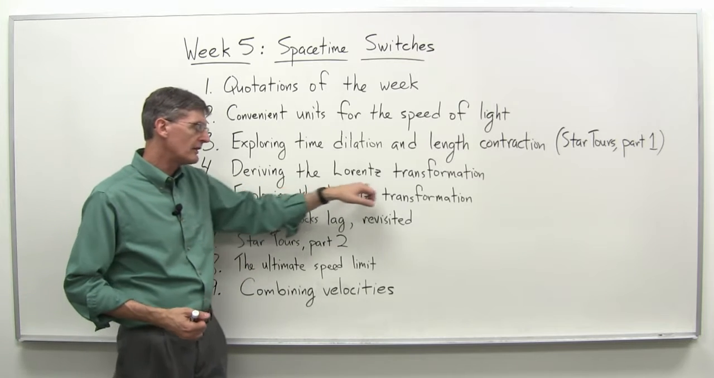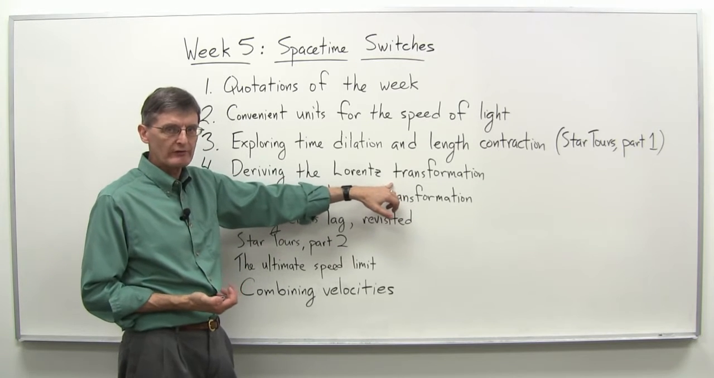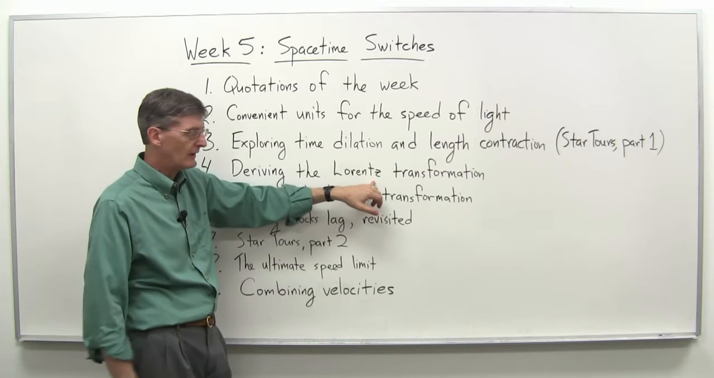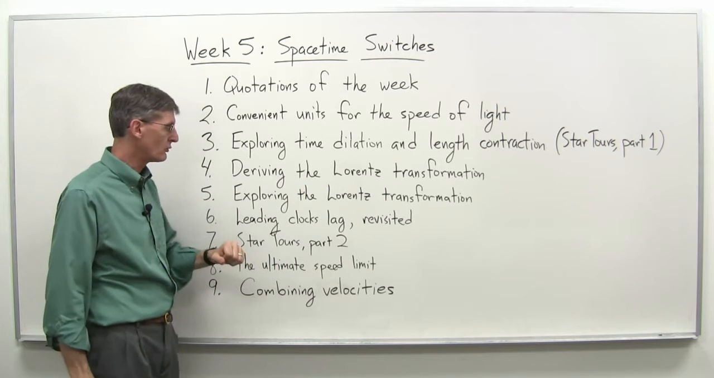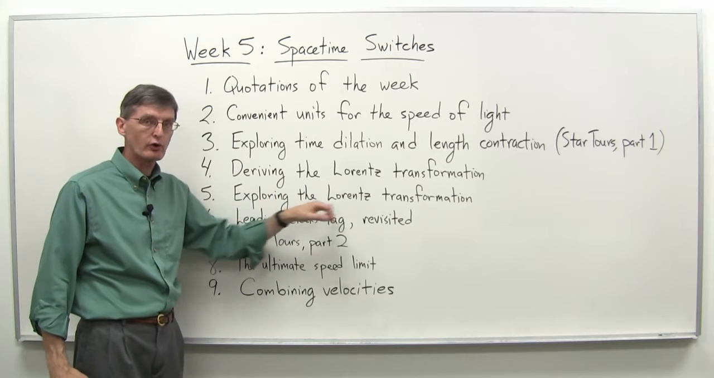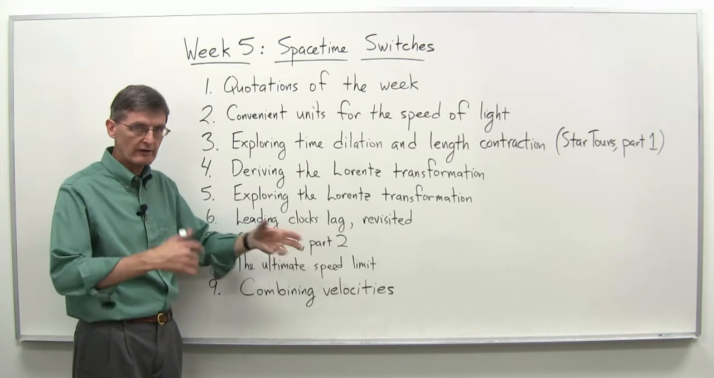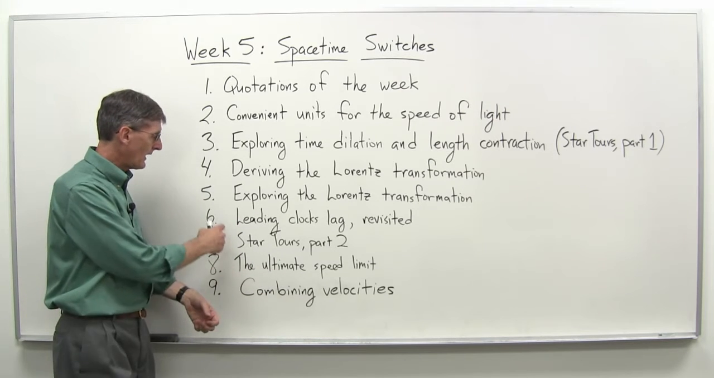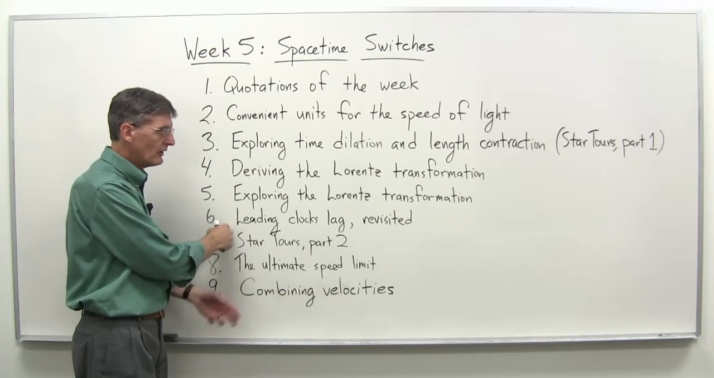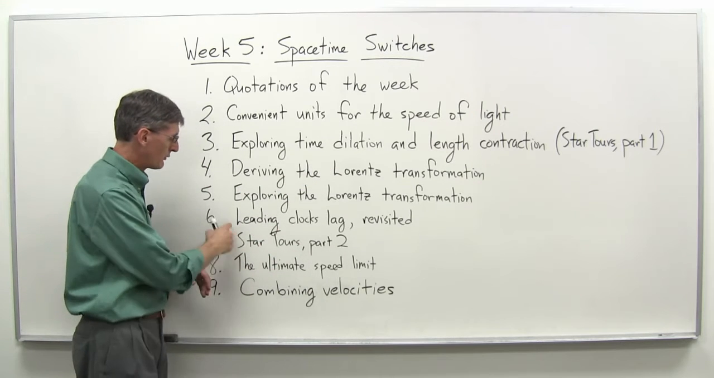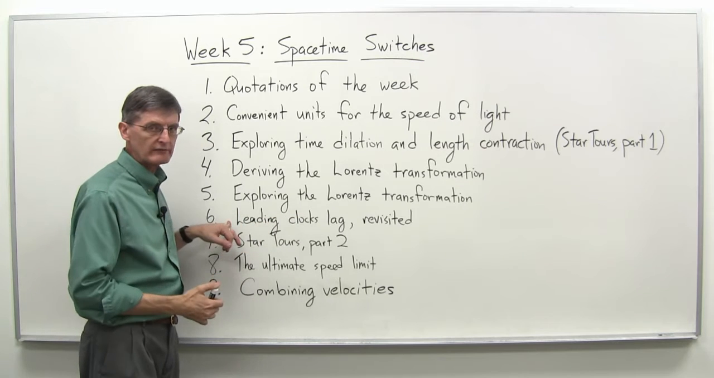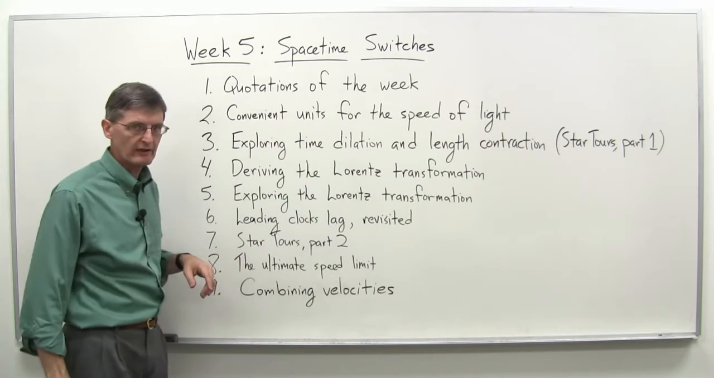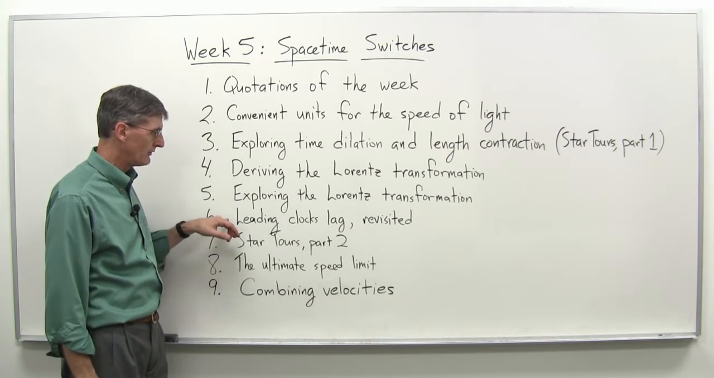So this will probably be the most algebra we do in the entire course. It will take us a while to get through it, several video lectures, but we'll work our way through it and then get these transformation equations. And then we'll spend a little time exploring those transformation equations, trying to understand them, seeing what they're telling us, and seeing if they make sense from what we know so far. And then we're going to use those transformation equations. They're very general, useful in all kinds of ways, but we're going to use them to revisit this whole idea of leading clocks lag, because this will turn out to be the key to understanding our Star Tours conundrum.